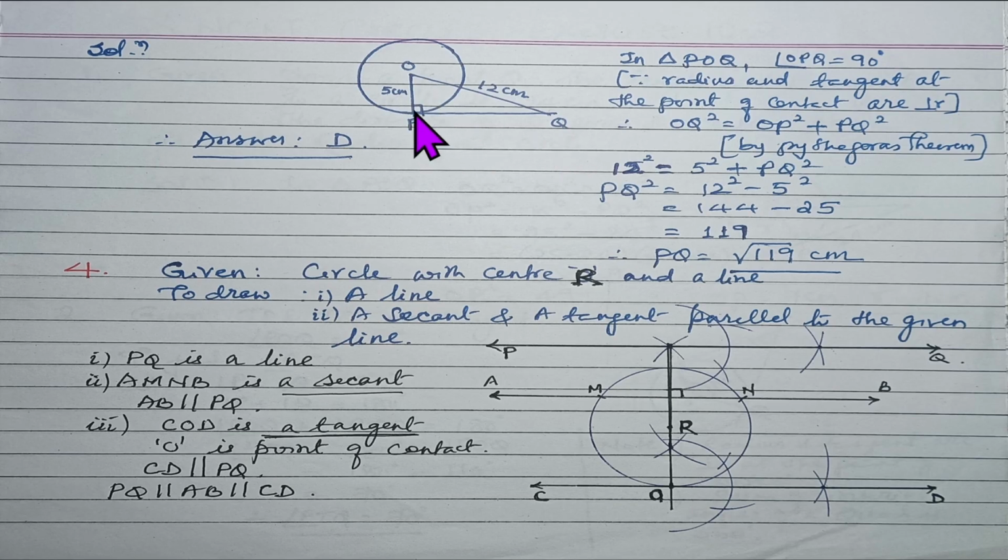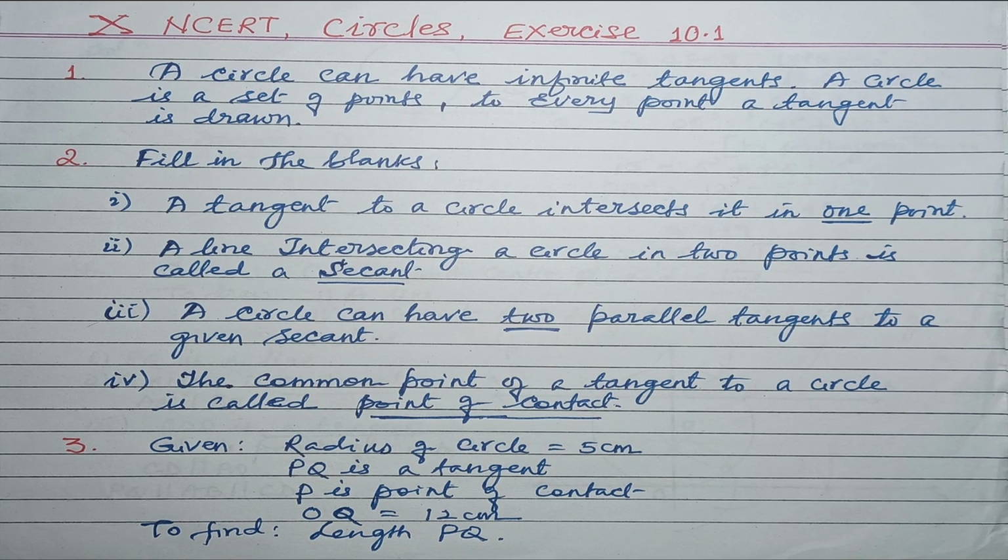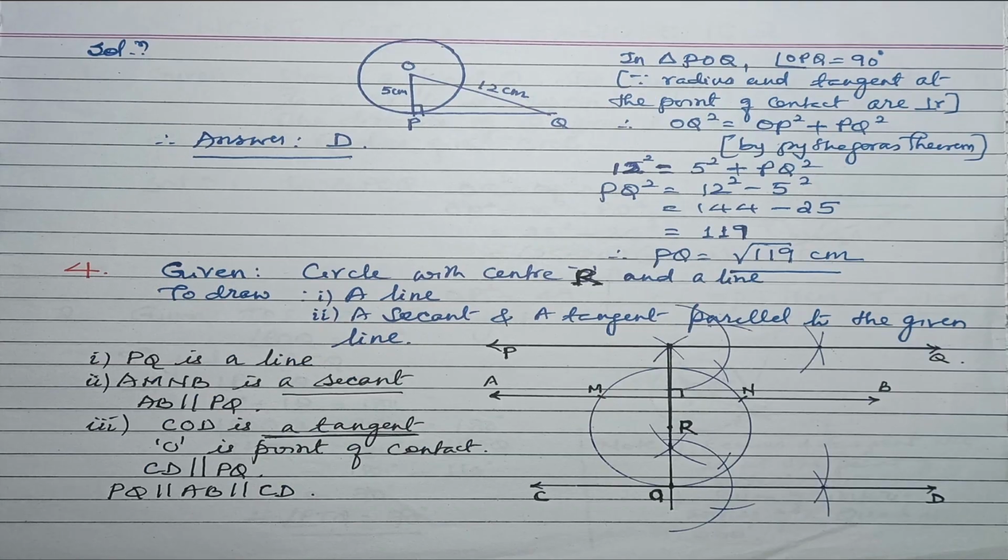Now we have to find out the length of PQ. So we have to find length PQ. Now in triangle POQ, as you know, angle OPQ is 90 degrees because the radius and the tangent at the point of contact are perpendicular to each other. Therefore angle OPQ is 90 degrees.